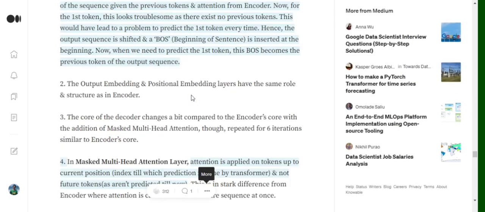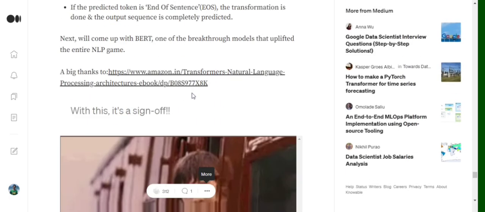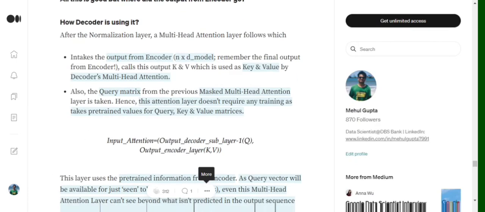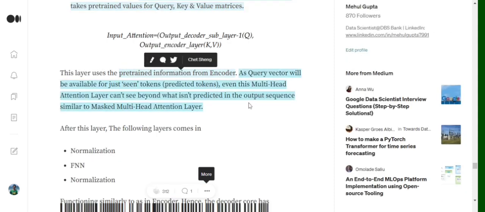If you notice, there is no major training going on in the multi-head attention of the decoder, because it is using pre-trained values. The training for query has already been done in the masked attention layer, and for key and value, the training has been done in the encoder part. So it is fetching the pre-trained values from the two sides and using them to calculate its multi-head attention in the decoder layer. As the query vector would be available just for the seen, predicted tokens for now, the multi-head attention layer won't consider future tokens while calculating the attention for the tokens.